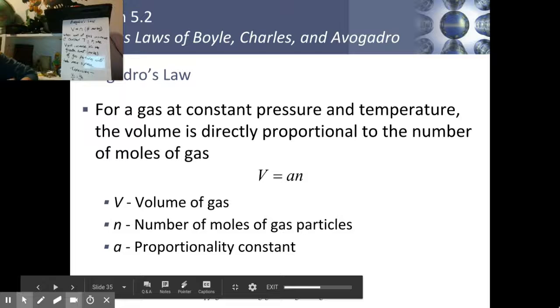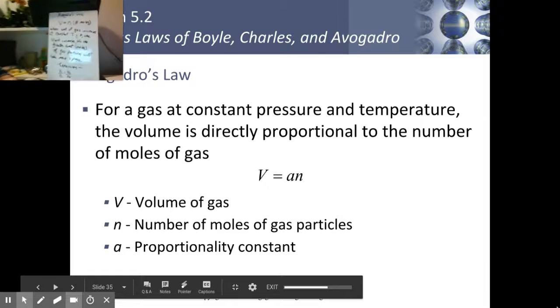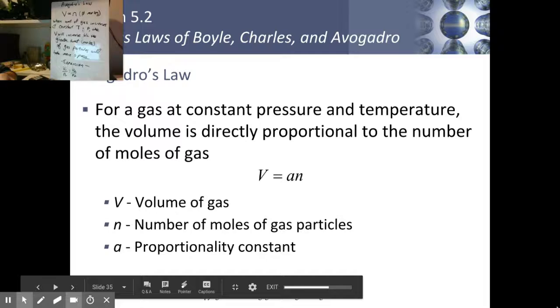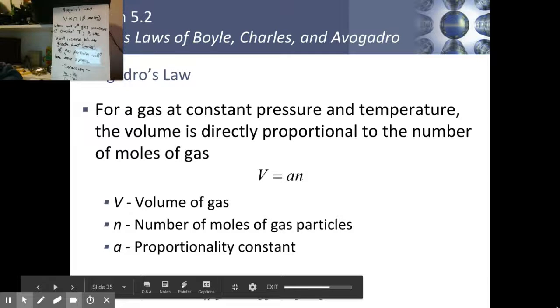So Avogadro's law is simply that at a constant pressure and temperature, the volume is directly proportional to the number of moles of gas. This goes along with Charles' law and Boyle's law that we already covered. So if you can read the screen and you can maximize it, volume is directly proportional to the number of moles in a substance, because when an amount of gas increases at constant temperature and pressure, the volume is going to increase as well, because the greater the amount of gas particles will take up more space.